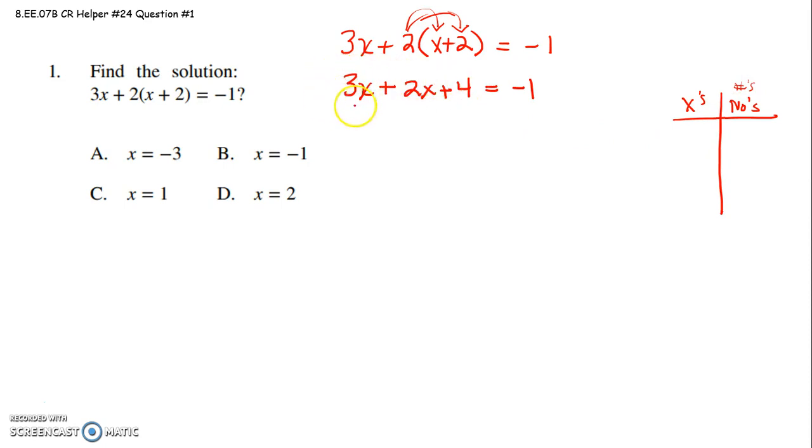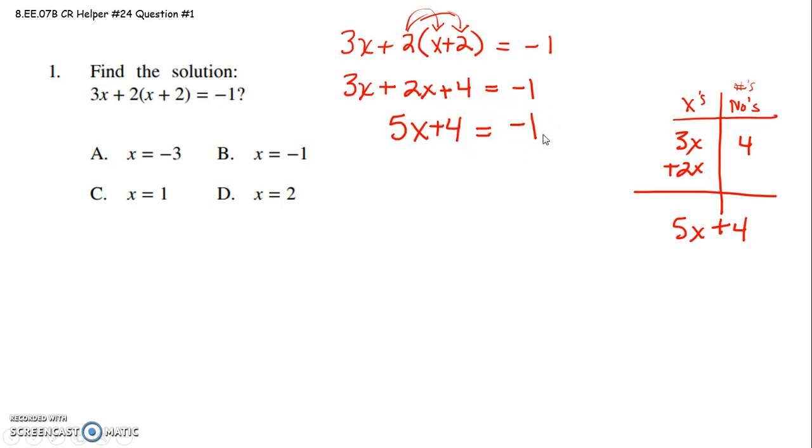When you're doing your X's and O's chart to combine like terms, you have to stay on one side of the equal sign. So I have a 3x plus 2x. The only constant on that side of the equal sign is just a positive 4. Don't do anything with this -1 on the other side of the equal sign. So 3x plus 2x is 5x plus 4. When we simplify this side, I have 5x plus 4. I still have my equal sign, I still have my -1.